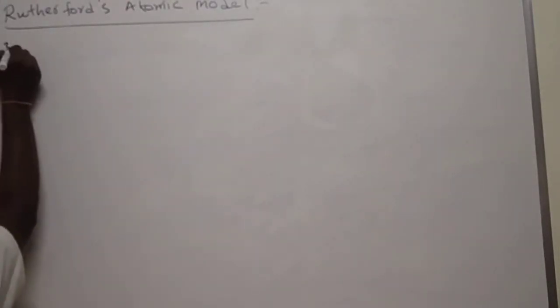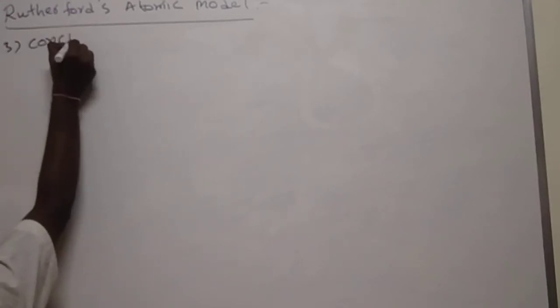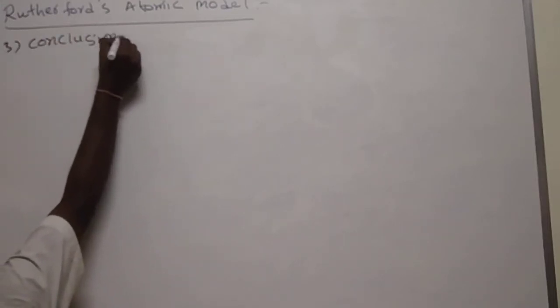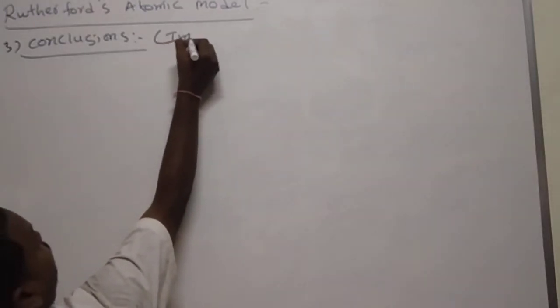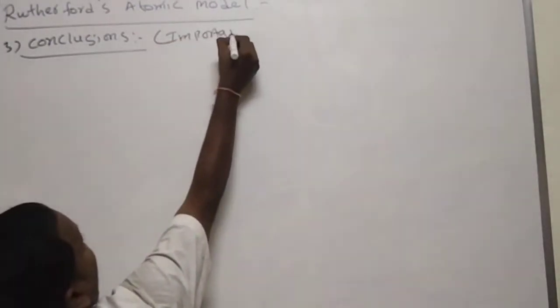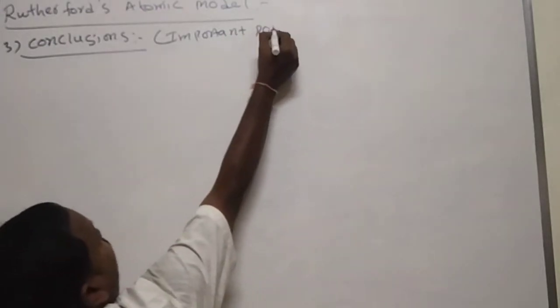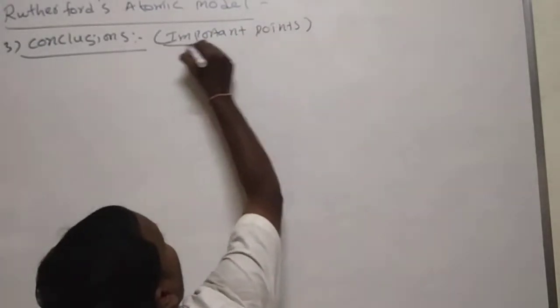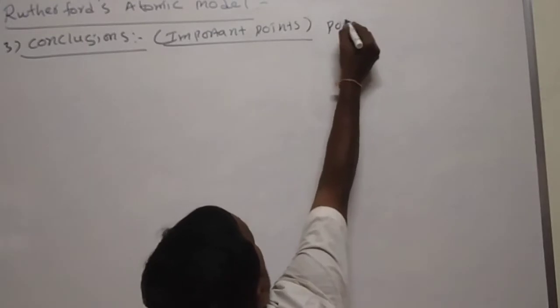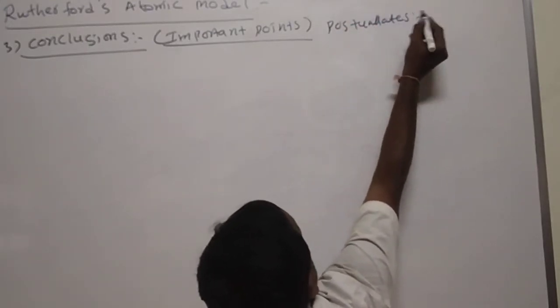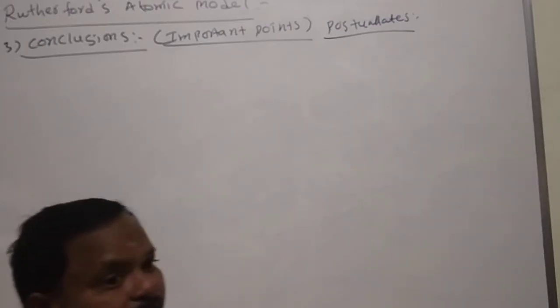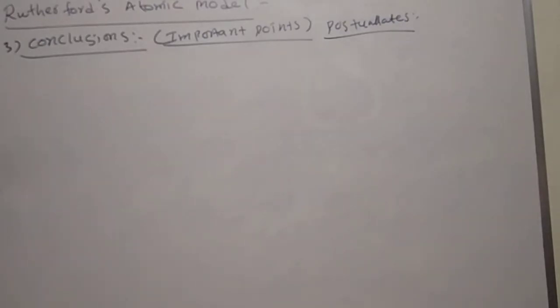Okay, third one, conclusions. Conclusions means these are the important points of Rutherford theory. These are also called postulates. Postulates, important points, main points. Okay, the conclusions of Rutherford theory are all the same.